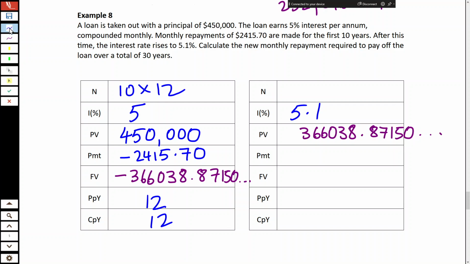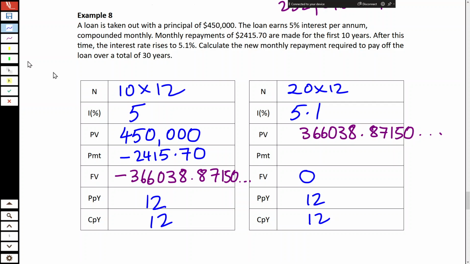Okay. 10 years at 5%. Total loan duration, 30 years. So how long am I going to run this calculation for? 20. Okay. All right, I want to pay off my loan. What's my final value? 0 means you no longer owe any money to the bank.